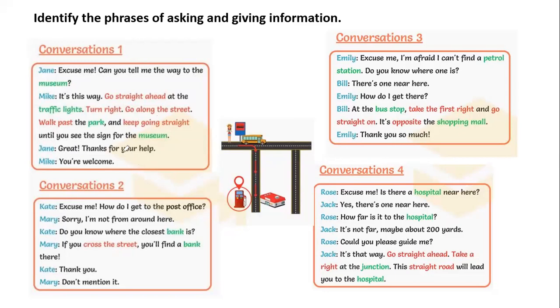Now, Jane is asking, excuse me, can you tell me the way to the what? Museum. Excuse me, can you tell me the way to the museum, right? So this is one way of asking for information or asking for direction. This is one way, children, that you can ask when asking about the direction or place you want to go. Excuse me, can you tell me the way to the museum, or can you tell me the way to the coffee shop? Right? Like that.